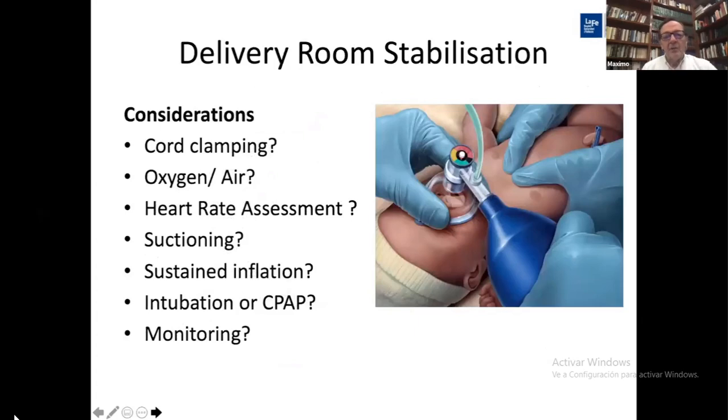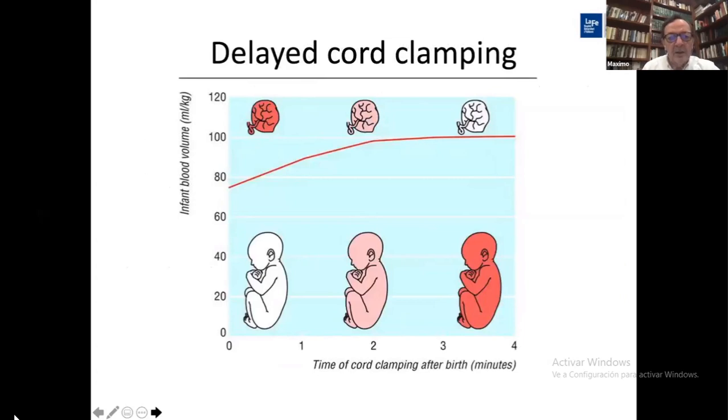Considerations in the delivery room stabilization. Regarding cord clamping, delayed cord clamping is one of the last innovations, I would say, in the delivery room, although it has been done for many, many years in many settings. We know that in the first 2 minutes, almost 90% or 95% of blood from the placenta is transfused into the fetus. Even with just 1 minute, we get more than 85% of blood.